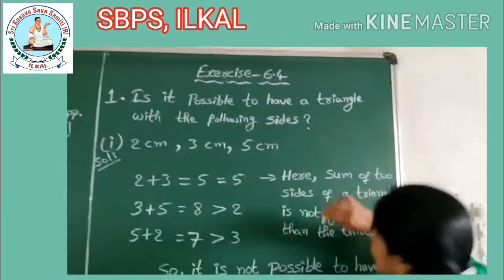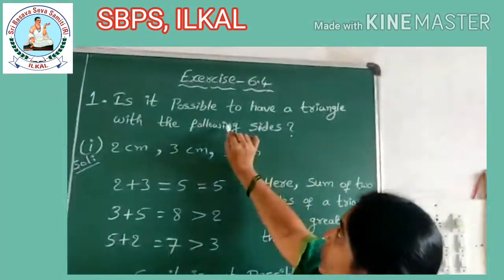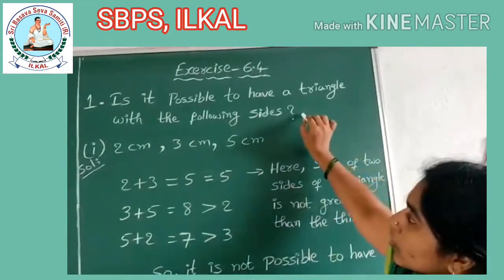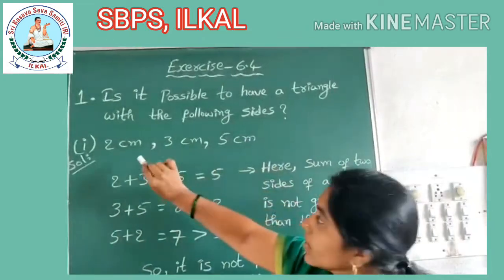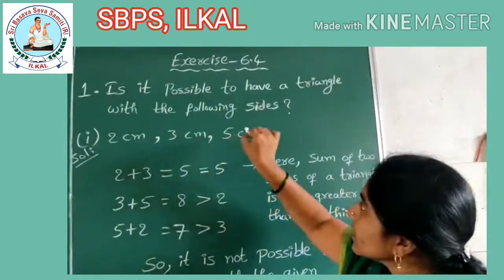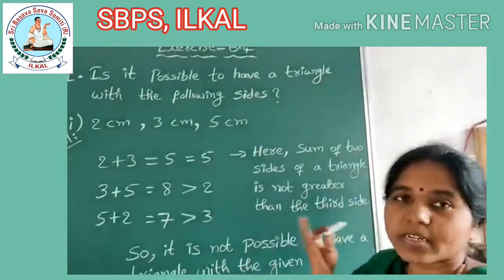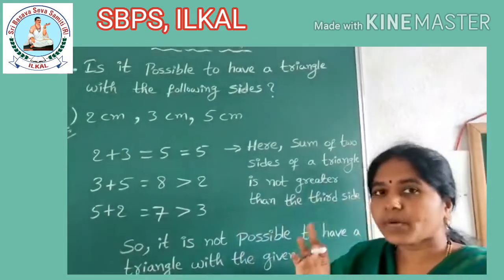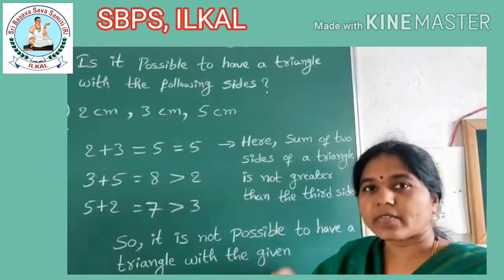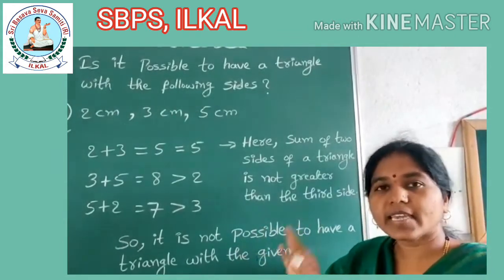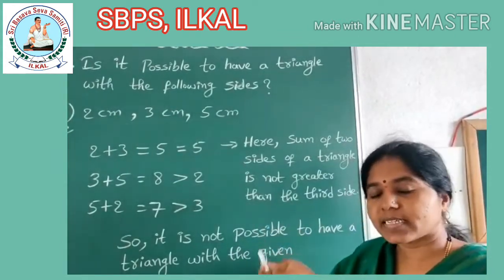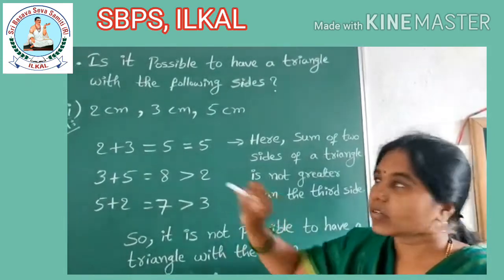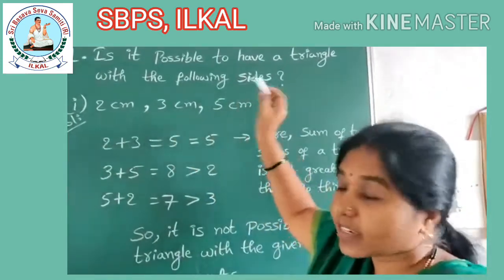Next exercise, first question. Is it possible to have a triangle with the following sides? First one, 2 cm, 3 cm, 5 cm are given. Children, you already know the property: if the sum of any two sides of a triangle is always greater than the third side, then we can form a triangle, which means we can construct a triangle. Here let's observe whether the sums of all pairs of sides are greater than the third side or not.